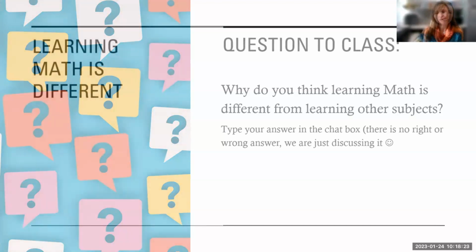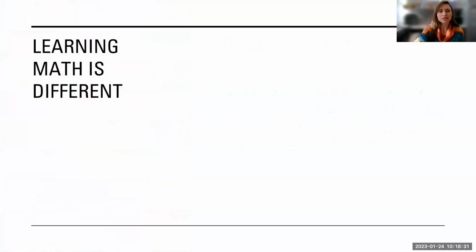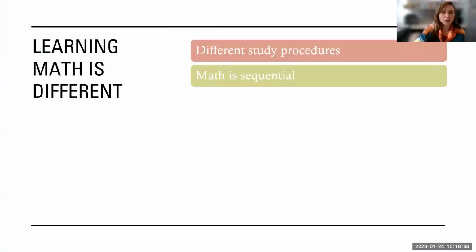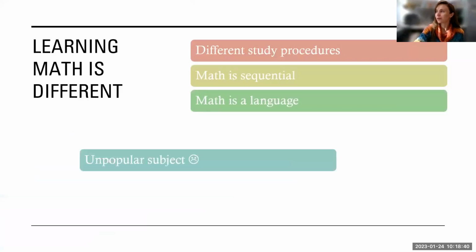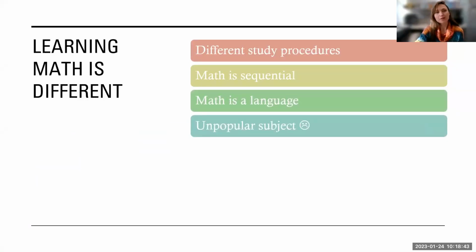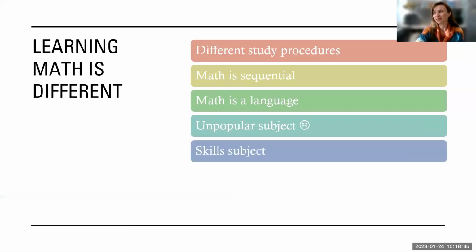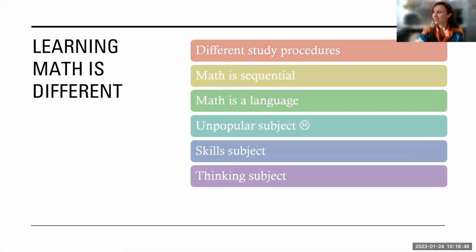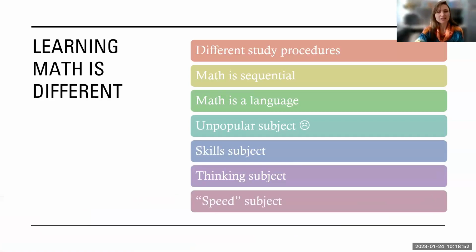So math courses are different because they require different study procedures and different techniques. Math is sequential. Math is a language. Math is an unpopular subject, sad face. Math is a skill subject, and math is a thinking subject, and math is a speed subject. So I wanted to go over these points in a little more detail.